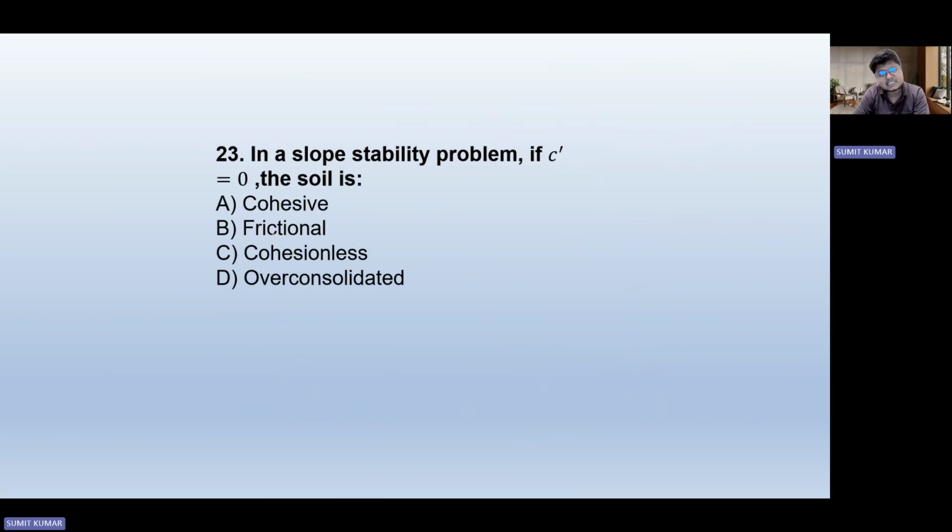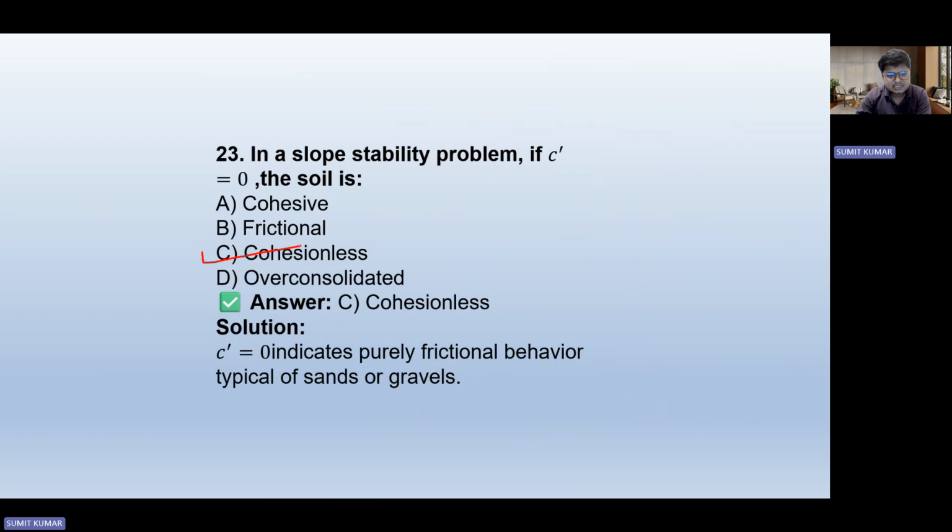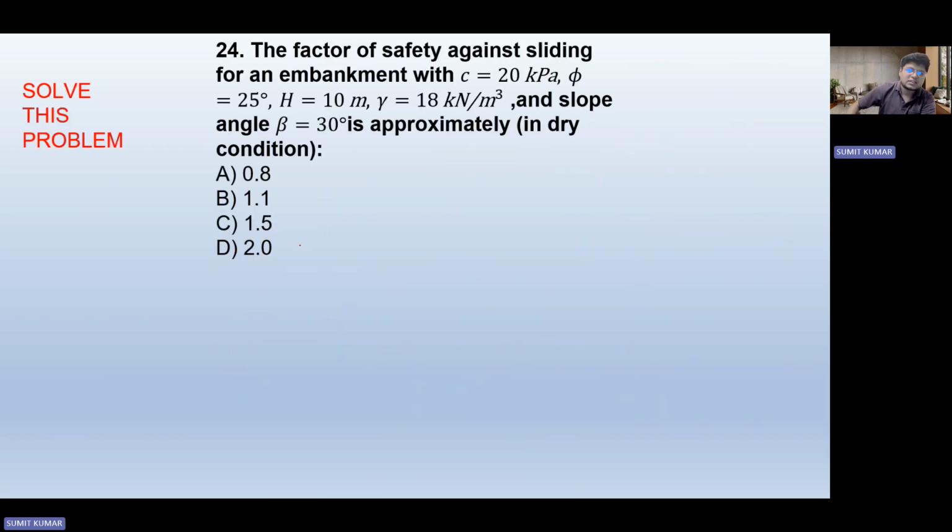Next, in the slope stability problem, if c dash equals 0, is the soil cohesive, frictional, or cohesionless? If c is 0, what is the point of the question? It is cohesionless. I don't think this question needed to be here, but okay, no problem.